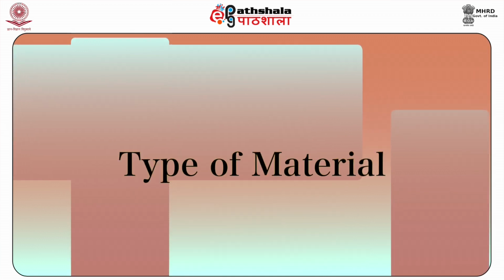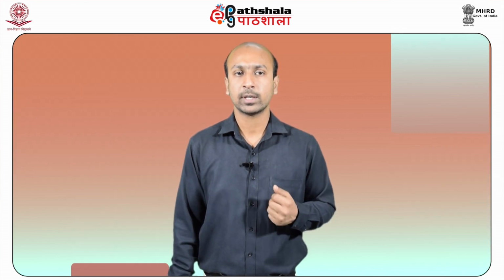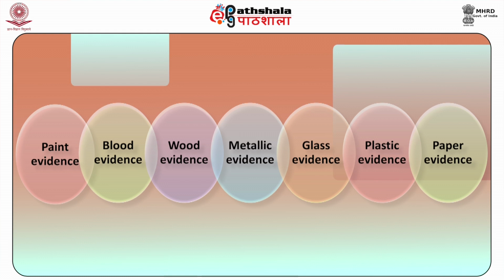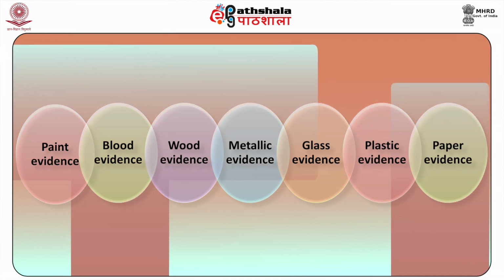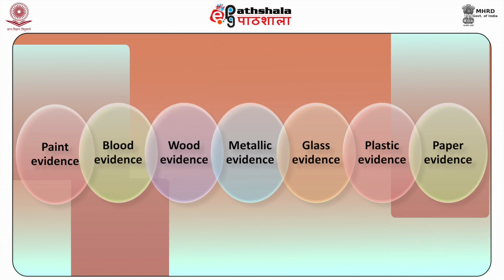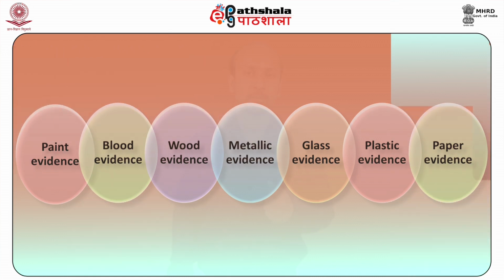Now, the types of material. This classification system of evidence is based on the type of material of which it is composed, such as paint evidence, blood evidence, wood evidence, metallic evidence, glass evidence, plastic evidence, and paper evidence, etc.